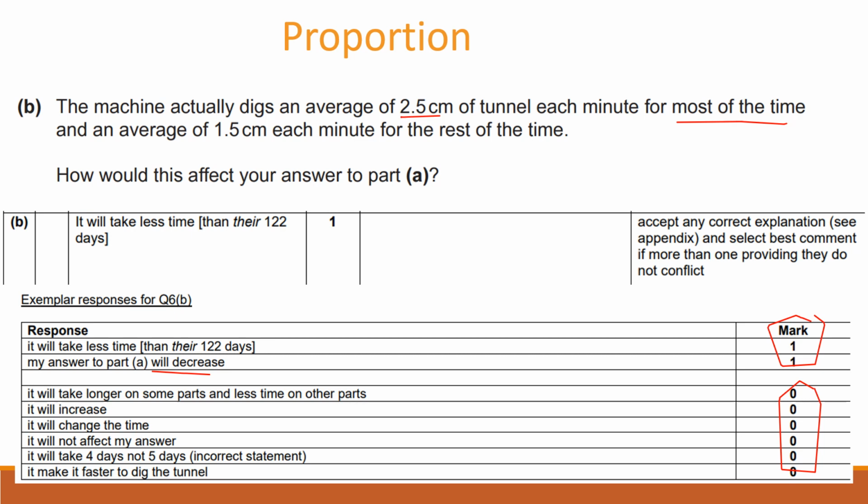So if you just say it will increase, or it will change the time, or it will not affect my answer, any of those won't give you the mark. This was worth 1 mark in the exam. So any of those reasons above at the top will give you a mark. But make sure you write down your answer nice and clearly, so that your answer can be read easily.